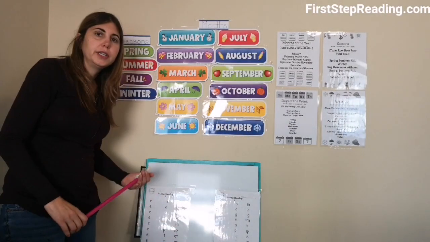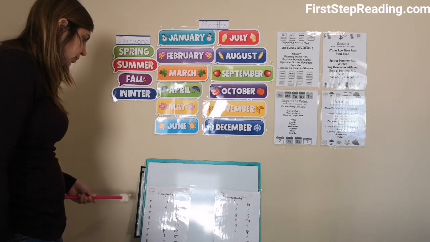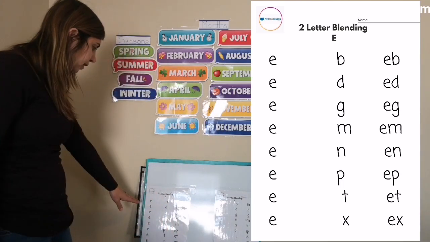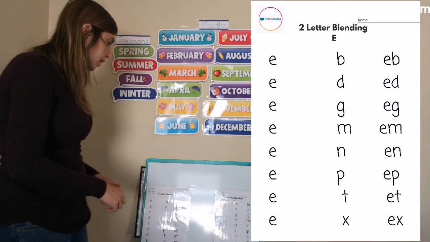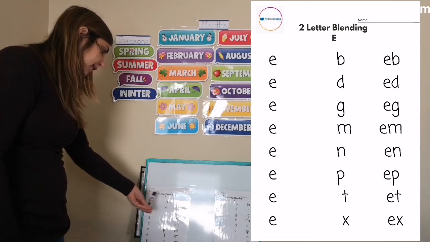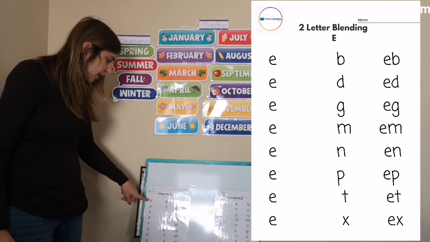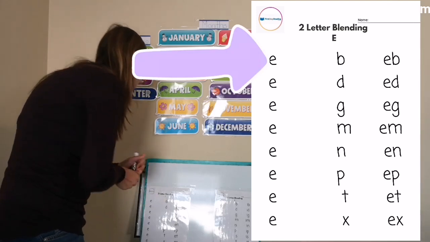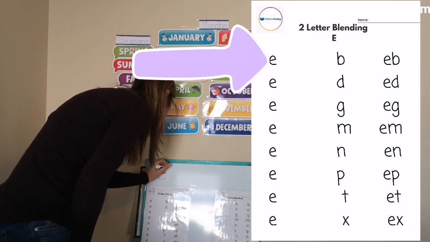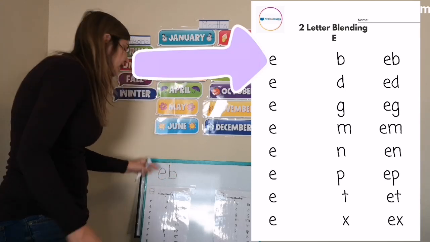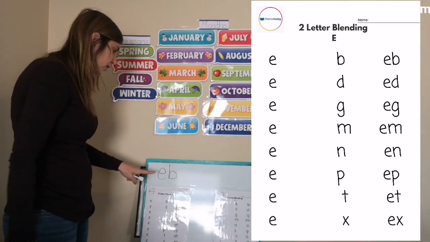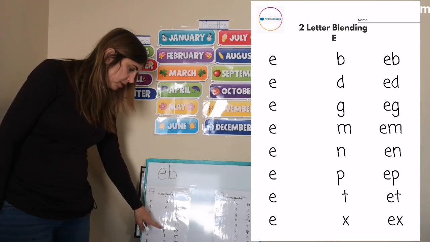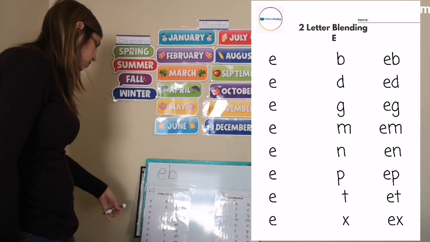So now we're going to talk about two-letter blending. Remember we did letter A last week, and now we're going to do letter E and I. So we're going to practice blending these sounds. E and B. E says eh, B says b. We practice blending the sounds together. Eb. And you can use this whole worksheet and practice all the sounds.